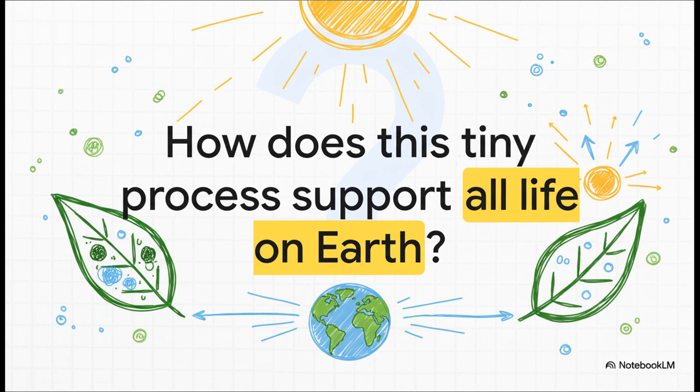And that brings us to a final thought to leave you with. We have studied a process that happens at a microscopic level, inside a tiny leaf. And yet, this one single process is responsible for the food and the oxygen that supports almost every living thing on our planet. As you revise this chapter, think about that incredible importance.